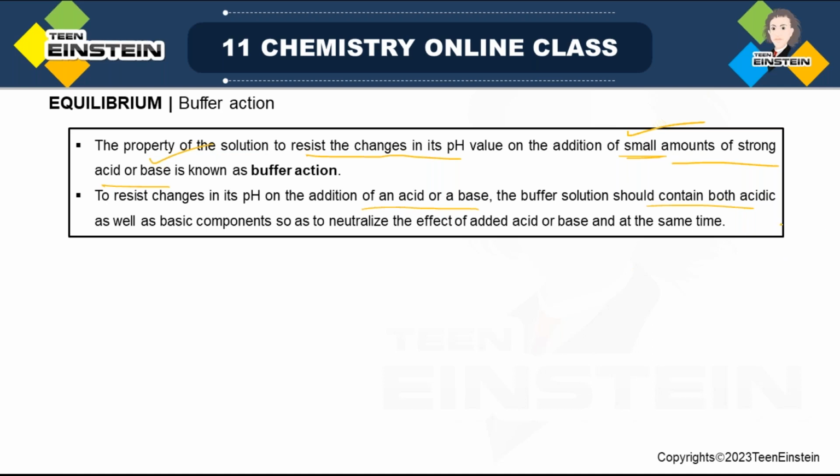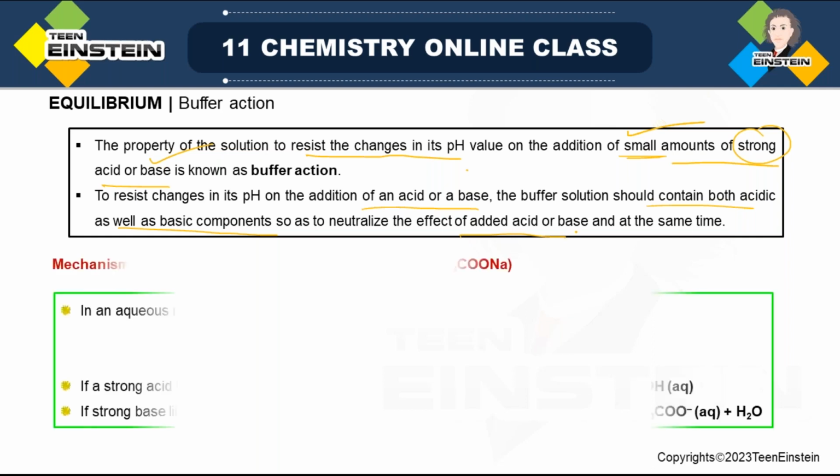It means when you are adding some strong acid, suppose a very small amount, there must be some basic component in the solution which can capture this excess acid that you have added. Similarly, when you have added some excess base, there must be some acidic component in the buffer solution which can nullify the effect of the base that you have added. That is why a buffer solution should contain both acidic as well as basic components, so that it can neutralize the effect of the acids or bases that we have added from outside.